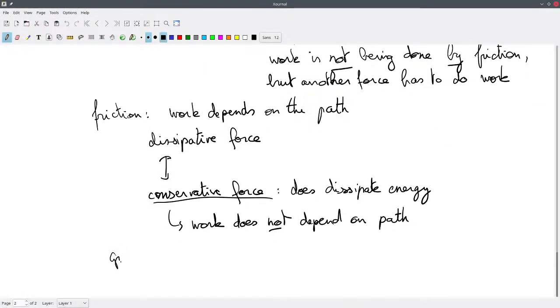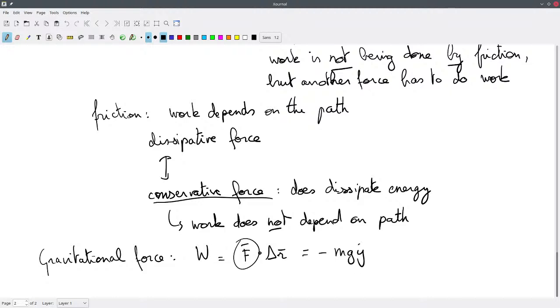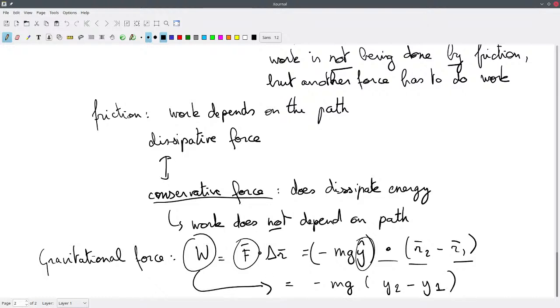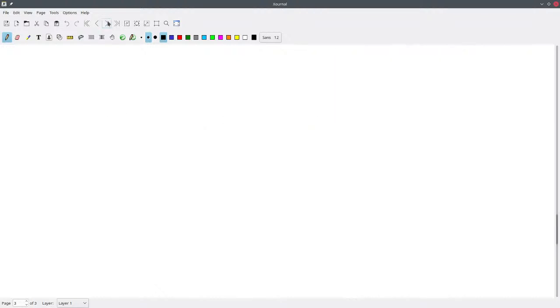So for the gravitational force, the work is now the force times the displacement, right? Because the force is constant, and it's also in a constant direction. So this will be minus mg in the y direction. That's the force, dotted with the displacement, that's r2 minus r1. And since we have our unit vector in the y direction, and we dot this into our vectors, we're actually going to get minus mg times (y2 minus y1). So the work only depends on the y component of the positions of the initial and the final point.